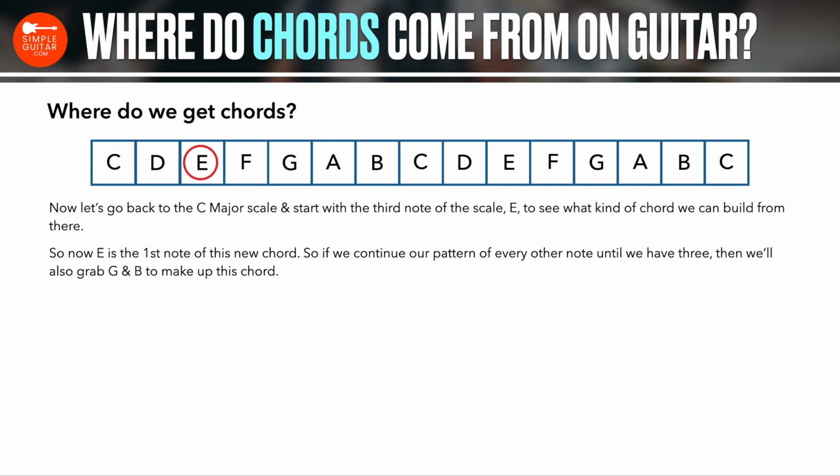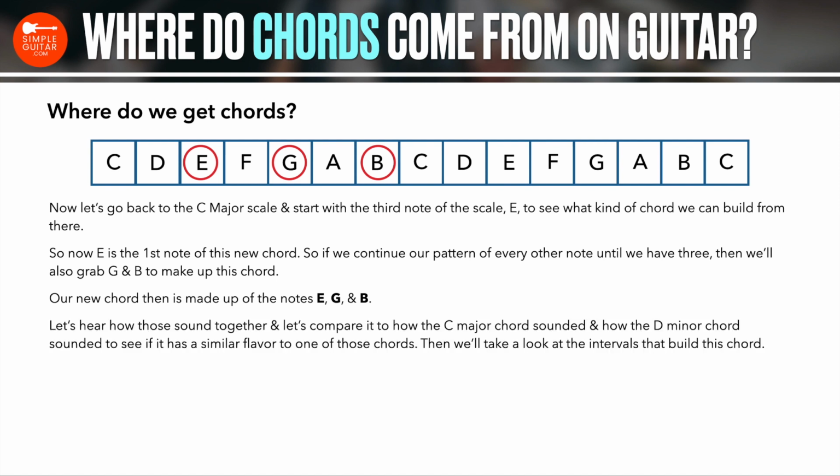So now E is the first note of this new chord. If we continue our pattern of every other note until we have 3, then we'll also grab G and B to make up this chord. So our new chord is made up of the notes E, G, and B. Let's hear how those sound together, and compare it to how C major sounded and how the D minor chord sounded to see if it has a similar flavor to one of those chords. Then we'll take a look at the intervals that build this chord.